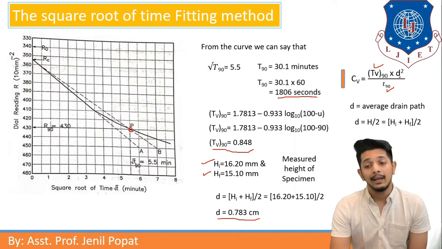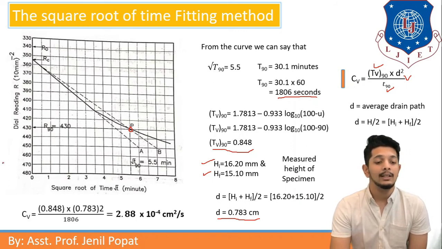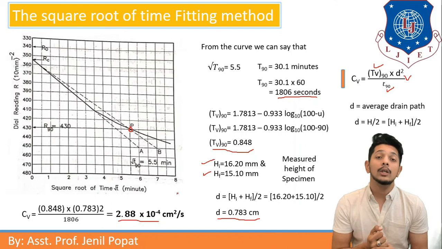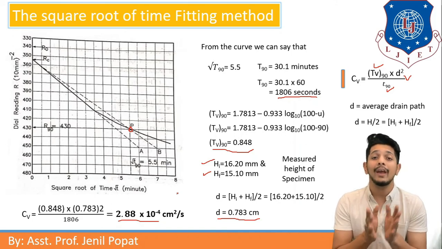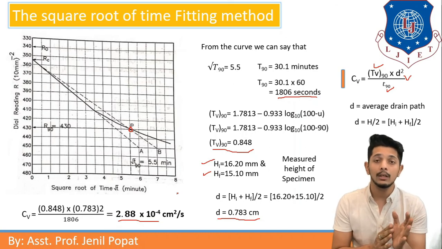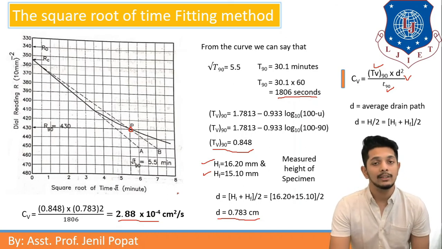Now I have the d value, t90 value and time factor Tv90 value. I can calculate Cv from this equation. Putting in all the values, I get the answer as 2.88 into 10 raised to minus 4 centimeter squared per second. This way I can find the coefficient of consolidation of any laboratory experiment from the similarity of the theoretical curve and the laboratory curve. I hope you are clear with this method.